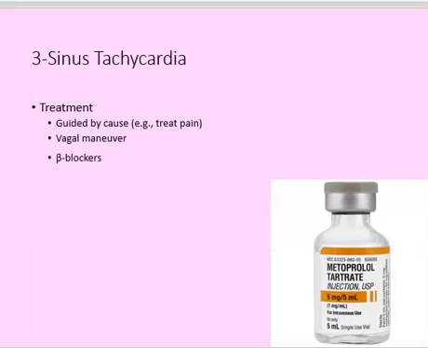So how do we treat sinus tachycardia? What is the cause? If they're tacking along because they're in pain, let's medicate them. Vagal maneuver. Bear down, like if they were trying to have a bowel movement, that may break it. Or maybe they have to go on beta blockers.